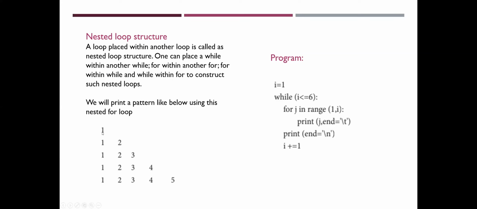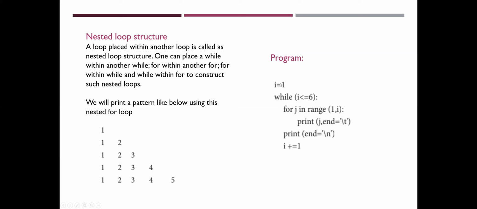For example, we want to print a pattern like this: 1, 1 2, 1 2 3, 1 2 3 4, 1 2 3 4 5. So how does it print? First, we have to print 1. And again, we have to print 1 with the incremental value of plus 1. So again, we are printing starting with 1 and incrementing until 3. So like that, we are going.